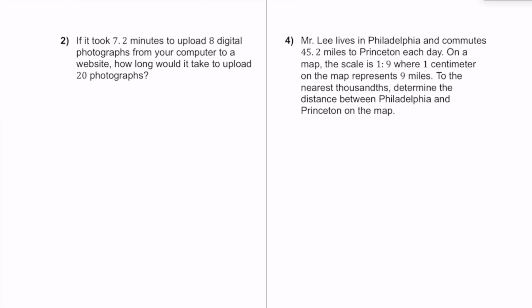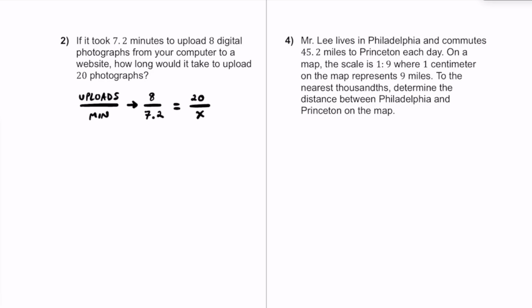All right, let's check out number 2. In number 2, it says if it took 7.2 or 7 2/10 minutes to upload 8 digital photographs from your computer to a website, the question is how long would it take to upload 20 photographs at that same rate? So let's go ahead and set up an initial rate here. It's going to be a rate because we have different types of units. So we know that we're going to have 8 of these uploads per 7.2 or 7 2/10 minutes. So that's going to be our initial rate here. And the question is, what if we're trying to upload 20 photographs? Well, 20 is going to go on top here with the uploads. And our unknown here is going to be the amount of time. So X is going to represent that unknown amount of time here.